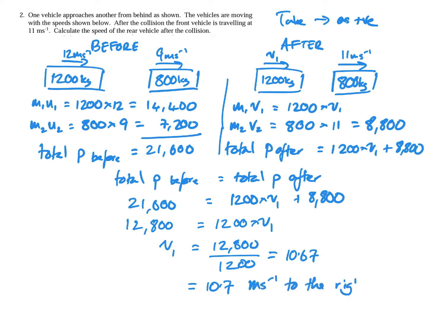And once again, I don't really need the direction because this particular one asked me for speed. But get into the habit of putting it in because usually it does ask you for velocity. Okay, learning outcome 4 defines an elastic collision.